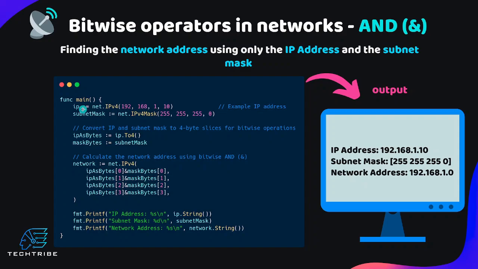correctly. So we get the IP and convert it to 4-byte form, and we'll have the mask bytes, which will be equal to the subnet mask that we previously created. And in order to get the correct network address, we will perform an AND operation with each of the relative octets. So this is the print, and this is the output. This is the AND operator with network examples, guys.